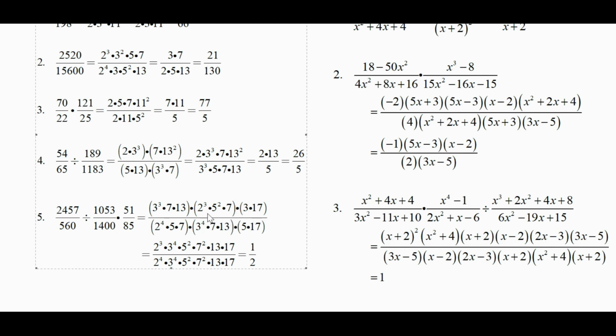And before I canceled, I just grouped things together. I've got 3 2's. I've got 4 3's. Any 5's? There's 2 5's. There's a couple of 7's, a 13, a 17. And did the same thing in the bottom. And it's a little bit easier to see what's going to happen when we cancel. 3 of those 2's cancels with 3 out of there, leaving 1 in the bottom, and so forth. It looks like everything else cancels completely, so it's just 1/2.